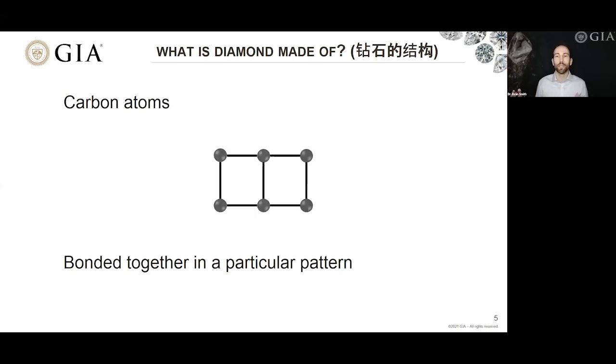When new carbon atoms attach onto the diamond, they follow this pattern. So the diamond has a tendency to form a symmetrical crystal shape rather than making a random blob.